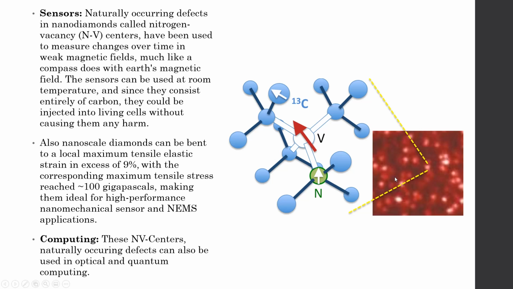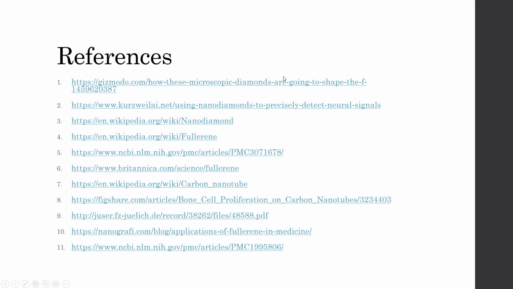Also, nanoscale diamonds can be bent to a local maximum tensile elastic strain in excess of 9%, with the corresponding maximum tensile stress reaching around 100 gigapascals, making them ideal for high-performance nanomechanical sensors and NEMS applications. These nitrogen vacancy centers, naturally occurring defects, can also be used in optical and quantum computing.